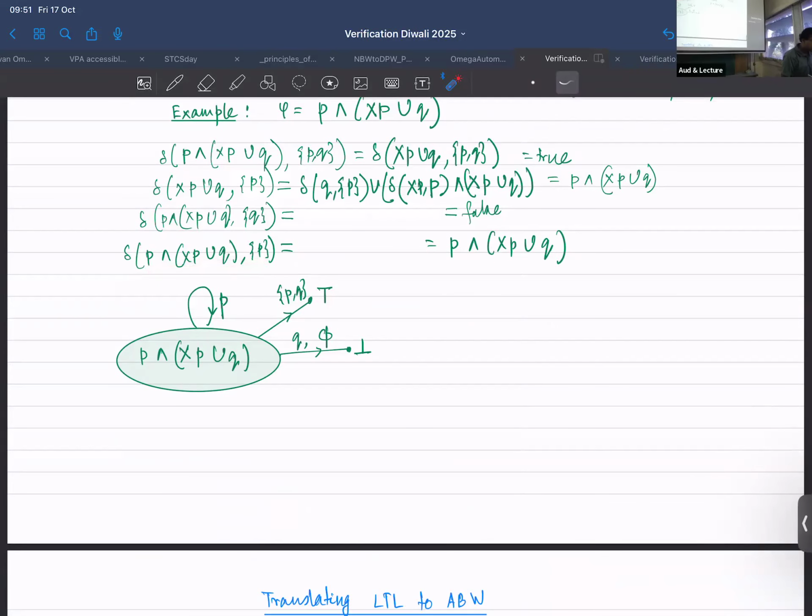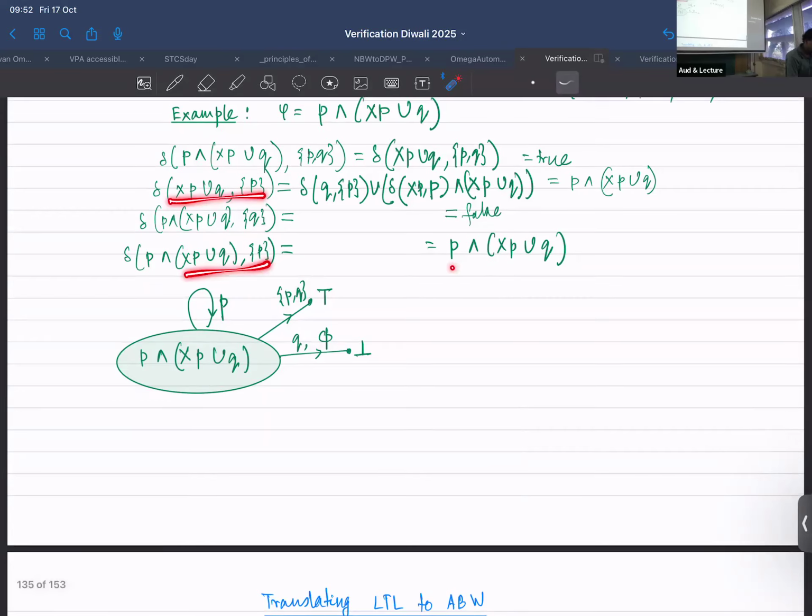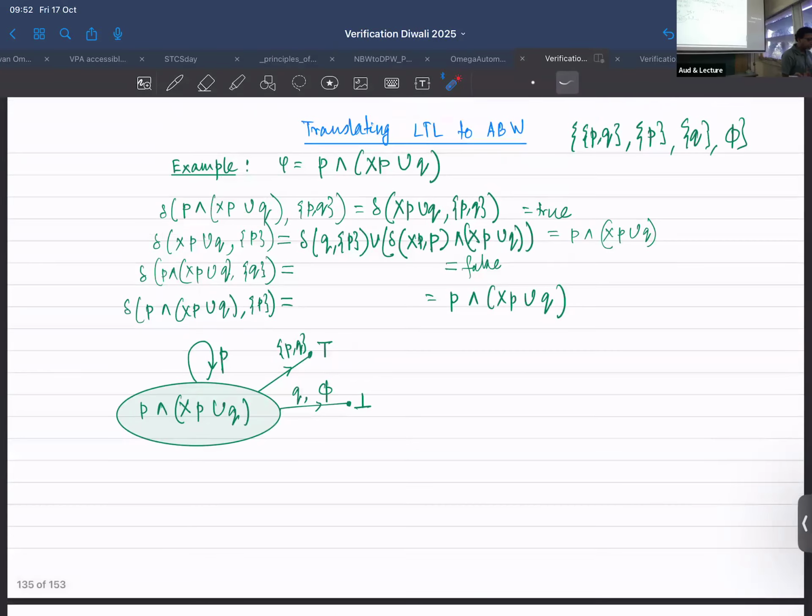And delta of P and XP until Q, comma P. What is this? Delta of P comma P is just true. And then delta of XP until Q comma P, delta of XP comma P is what? P. We have already done this here, same thing. So true and this, correct? Okay.